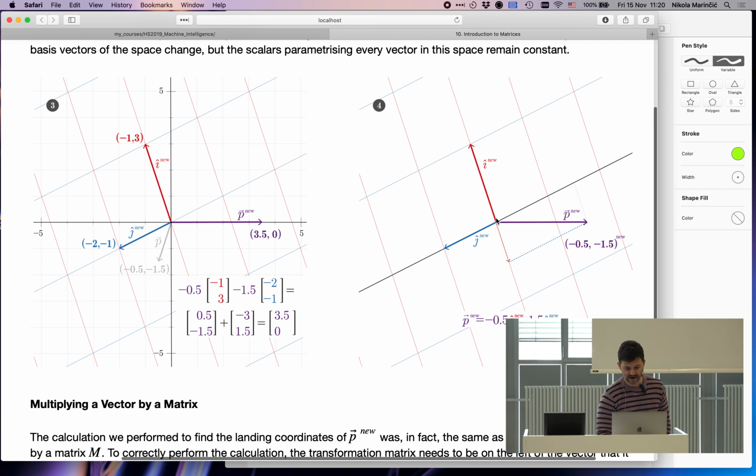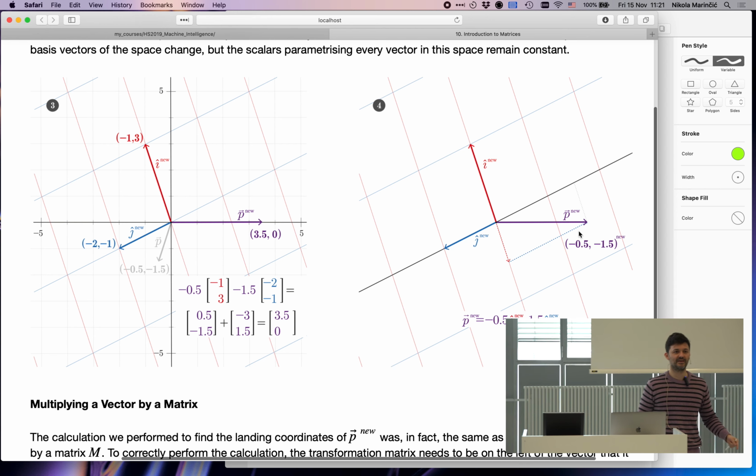You see, I just take i multiplied by -0.5, I get here. I take j multiplied by -1.5, I get here, or here, depends, they're the same, and then I get the new P. So as you can see, the parameterization of the vector remains the same. The coordinates which you use to describe the old vector remain the same.